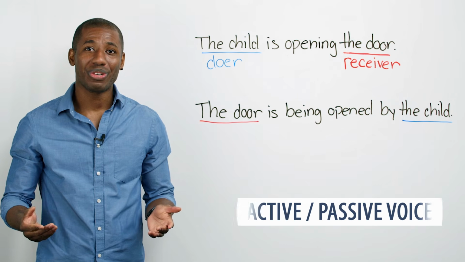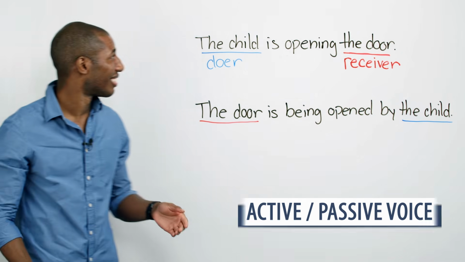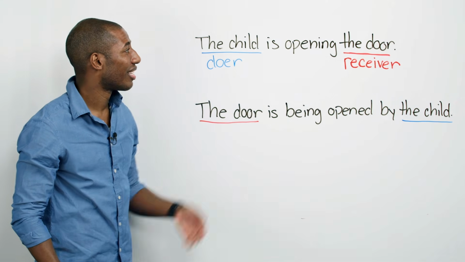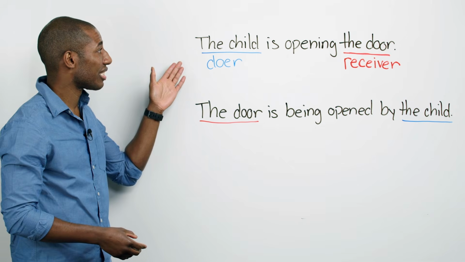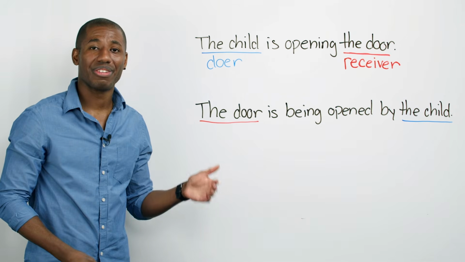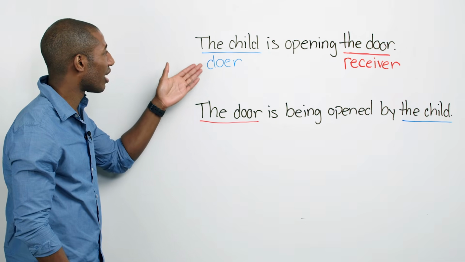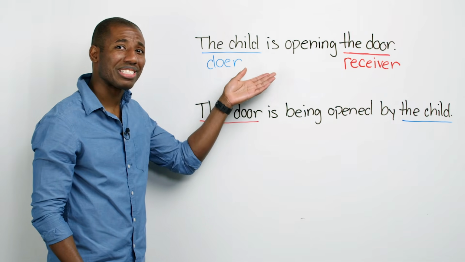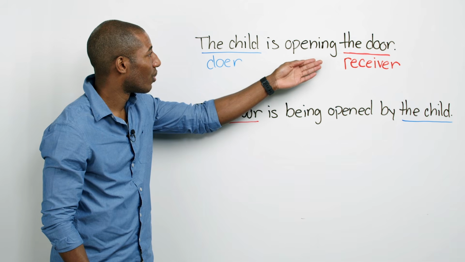So let's review changing from active voice to passive voice. So here, the child is opening the door. We learned from before that active voices, they follow the subject, verb, object pattern. Here, our subject or the doer is the child. But what is the child doing? The child is opening.